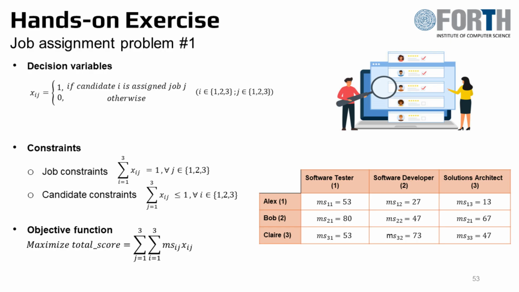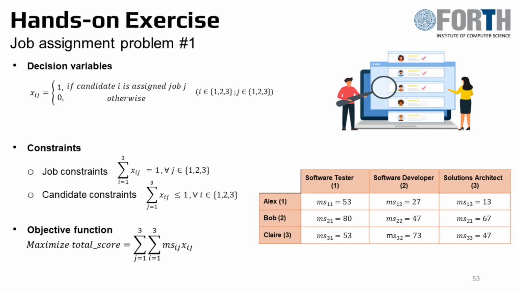For each candidate i and each job j, we introduce a binary variable x_ij. This variable equals 1 if candidate i is assigned to job j, and 0 otherwise. So the model does not directly choose names. It chooses binary assignment decisions. Now let's translate the business rules into constraints.